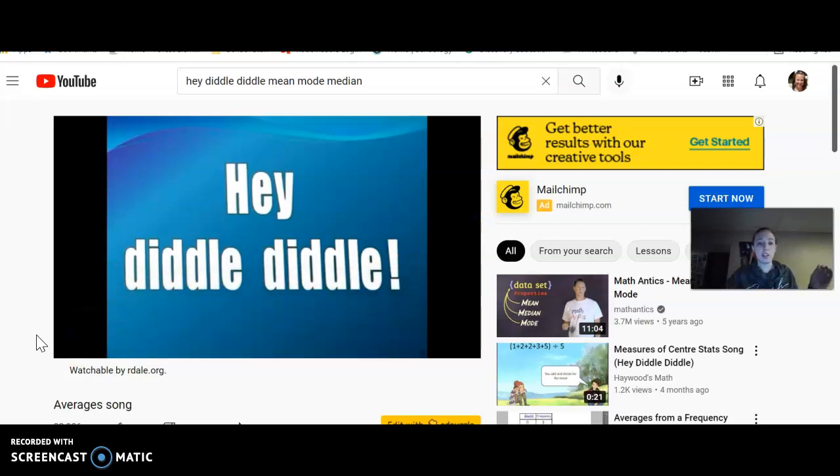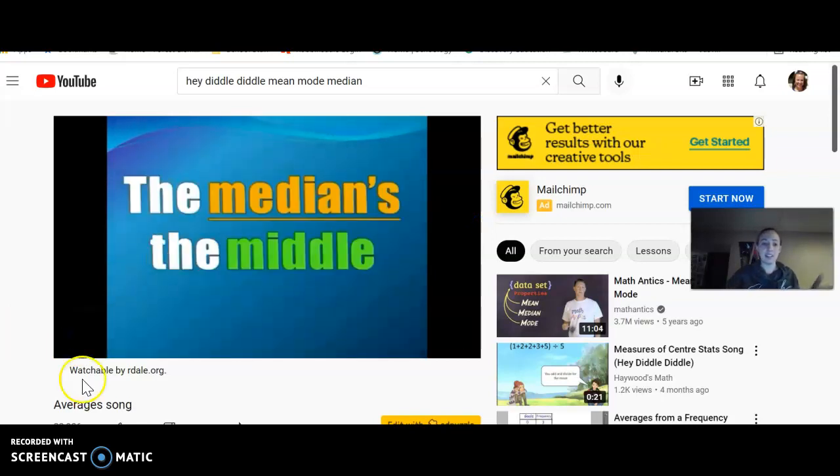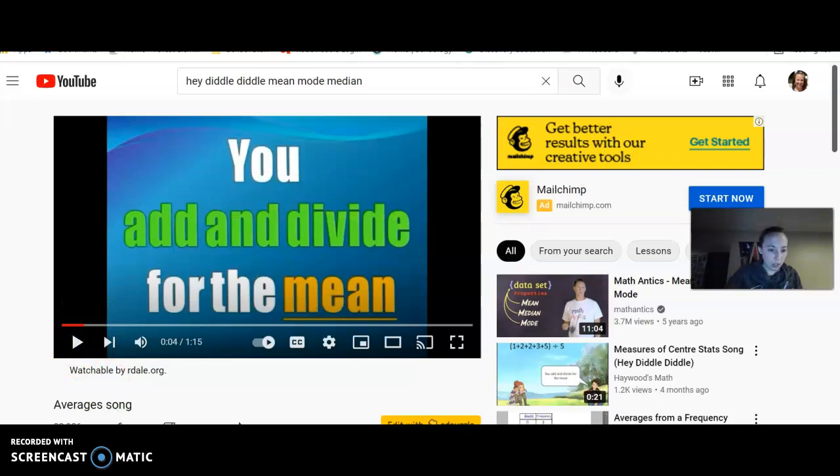So. Hey diddle diddle, the median's the middle. You add it. Hold on.